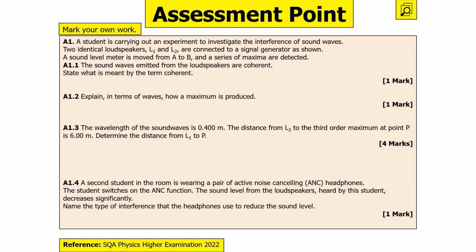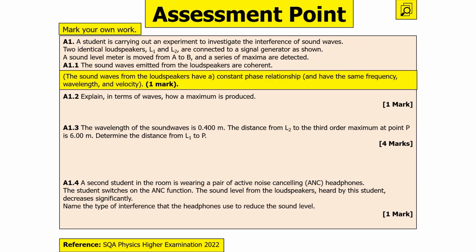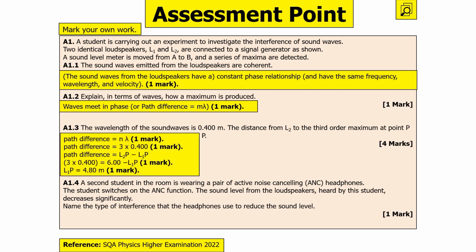Right, so in this first one, how are they coherent? Well, they've got a constant phase relationship, same frequency, same wavelength, same velocity. In terms of a wave, how is a maximum produced? When they meet in phase, or they've got a path difference of integer lambda. The next one, you can see that the path difference is n lambda because it's coherent. It is a bright fringe. It's a maxima. It is overall added together.